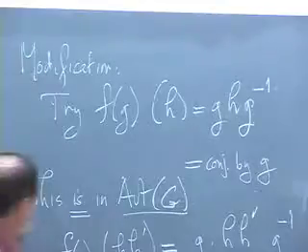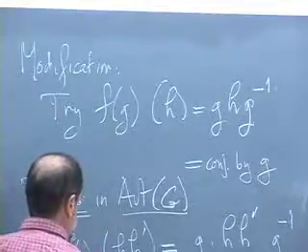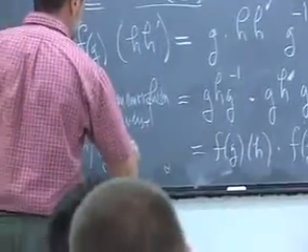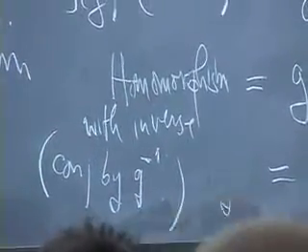Good. It's a homomorphism with an inverse. And the inverse is conjugation by g inverse. And now let's check that F is a homomorphism.